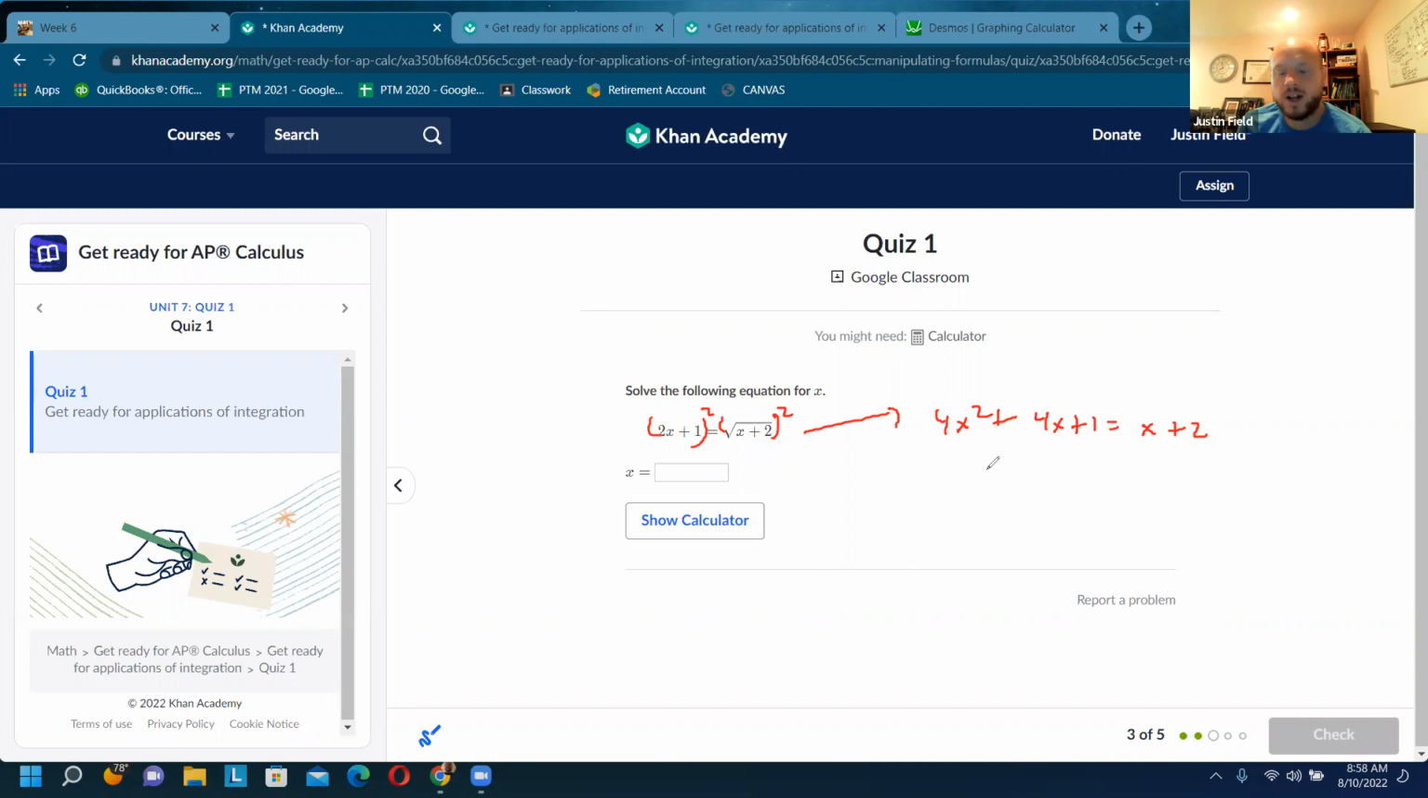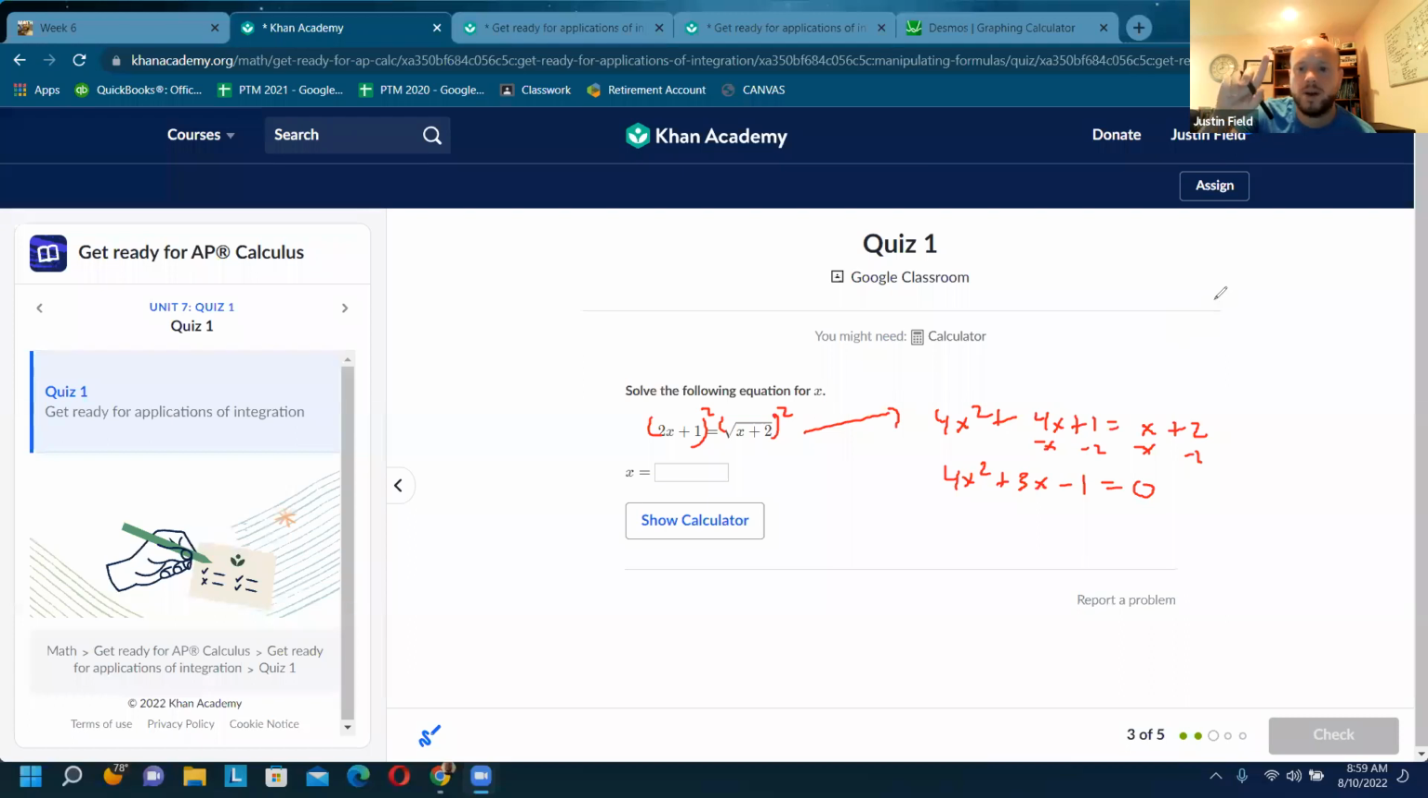So now we have a quadratic. Let's get everything over to one side. So that's going to change it to 4x squared plus 3x, subtracting x from both sides. Subtract the 2. It's going to be minus 1. And then we would solve that using the quadratic formula. I'll just pause that and do that. Wait a minute. I want to slide factor divide and see if it works, just because that's so fun.